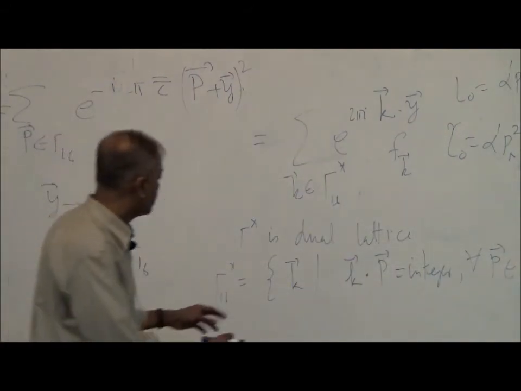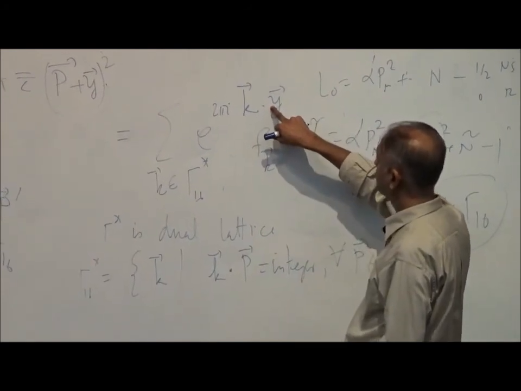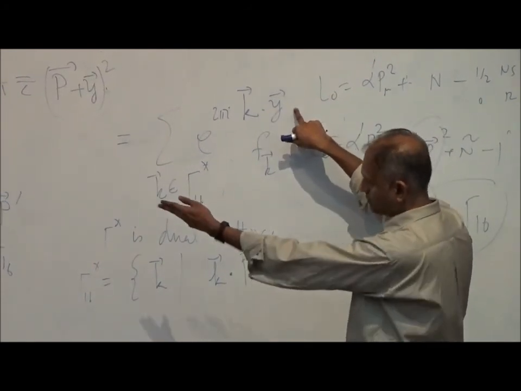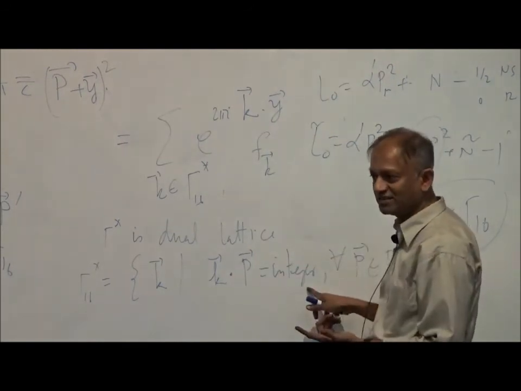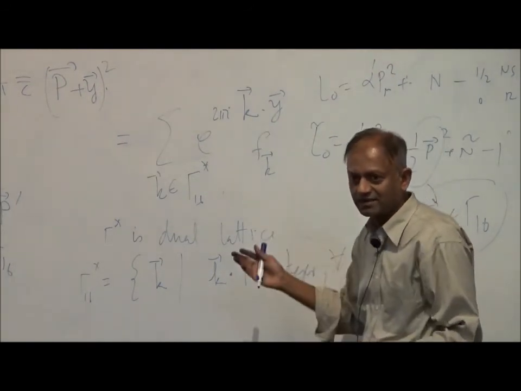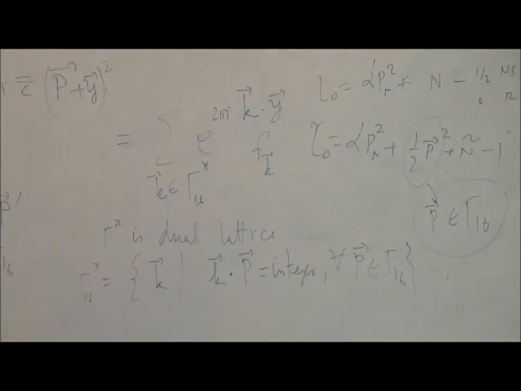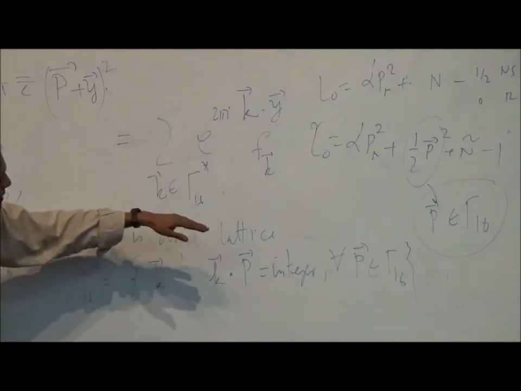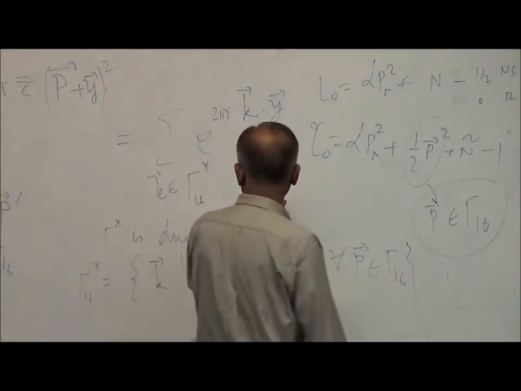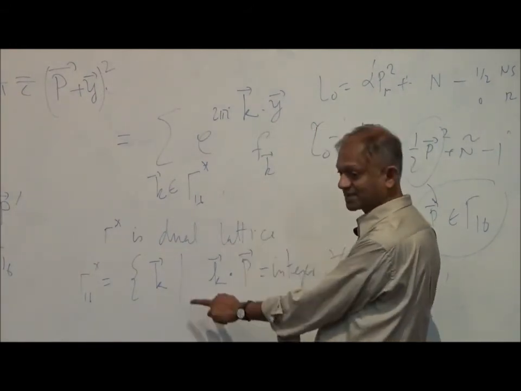Because, by this definition, it's clear that if I take y to be y plus p for some p prime, then since k dot p prime is an integer, nothing changes. So that's exactly the generalization of the Fourier series. The important point is that in this way of doing it, this k is necessarily in the dual lattice.